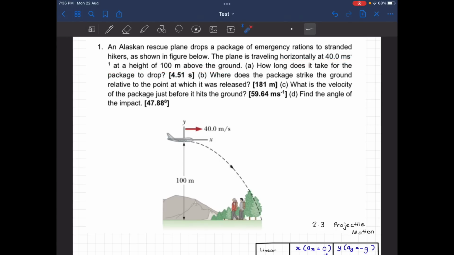So we have a rescue plane and then we have the stranded hikers. What happens is this rescue plane will drop a package for emergency. The package will fall down from here until here, nak bagi dekat hikers yang terkandas ni. And then dia cakap this plane is 100 meter above the ground. The plane is travelling horizontally, maksudnya bergerak macam ni lah. Make sense lah, plane bergerak macam ni kan. Jarang kita ada plane yang bergerak macam ni. And then kelajuan dia adalah 40 ms negative 1.